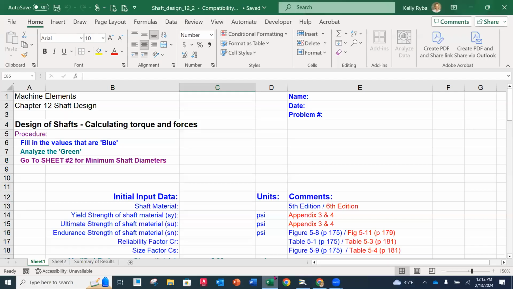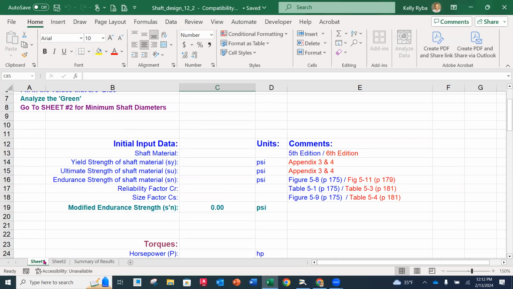So I'm going to go back to my spreadsheet here, and on sheet 1, at the very top, I'm just going to fill in the callout SAE 1040 cold drawn steel. And we need to now put in our yield strength for that shaft material. So we're going to go to the back of our book, Appendix 3 and possibly 4. We saw last time we looked up Appendix 3 for the material that was there. It wasn't specifically there, so we had to look at an actual diagram. But let's check Appendix 3 first to see if we can find SAE 1040.